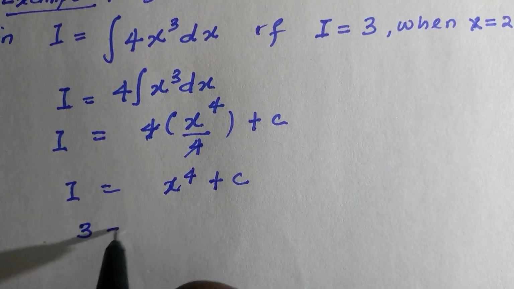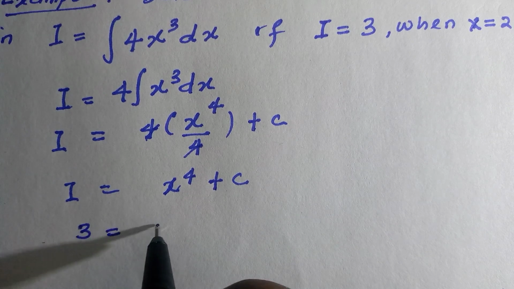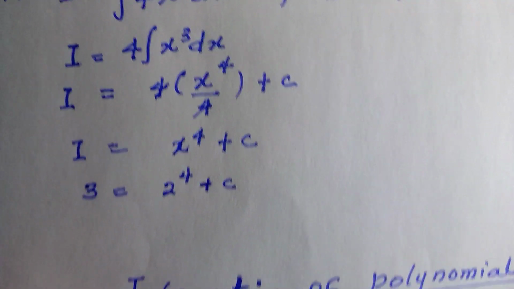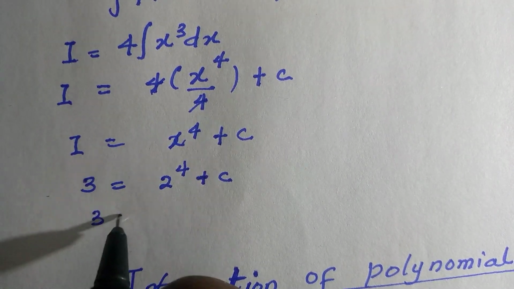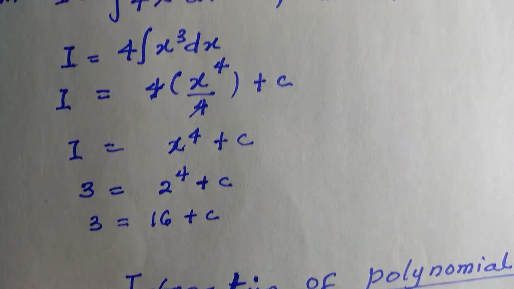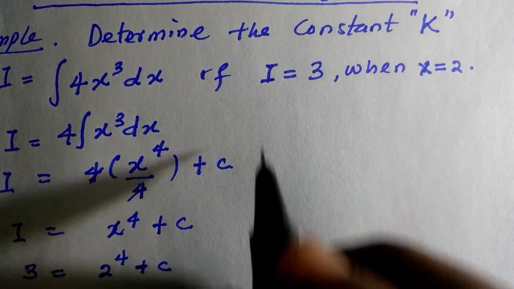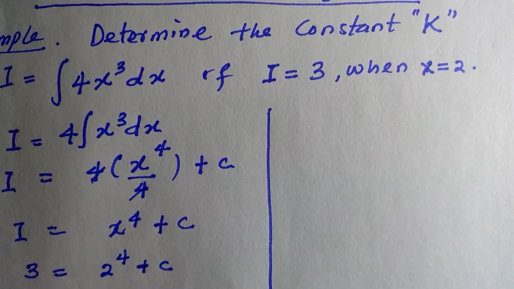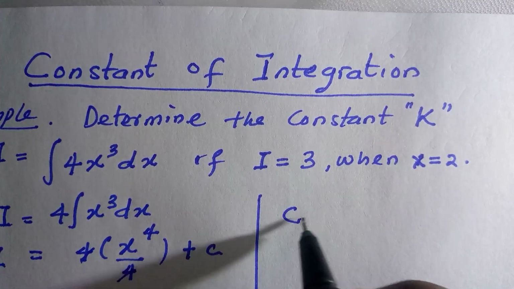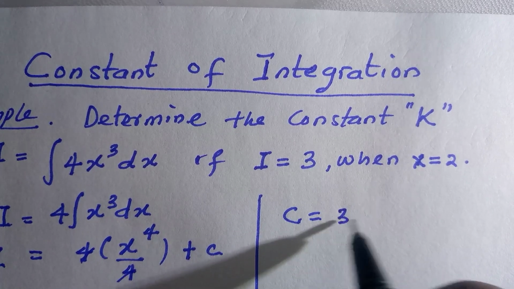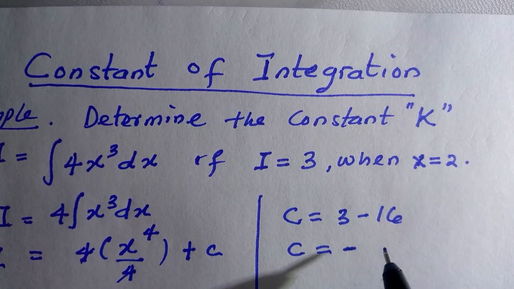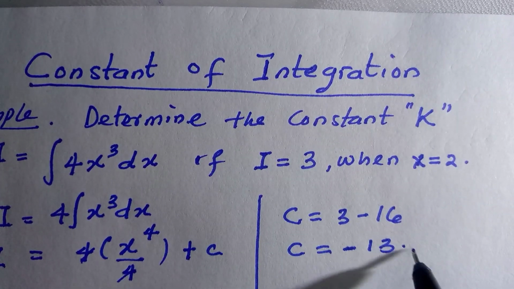Here we have 3 equals s, that is 2 raised to power 4 plus c. By doing the normal calculation, 2 raised to power 4 is 16 plus c. To find the value of c, which is the constant, we take 16 to the other side as negative. Here we have c equals 3 minus 16, and c equals negative 13. That is the value of c.